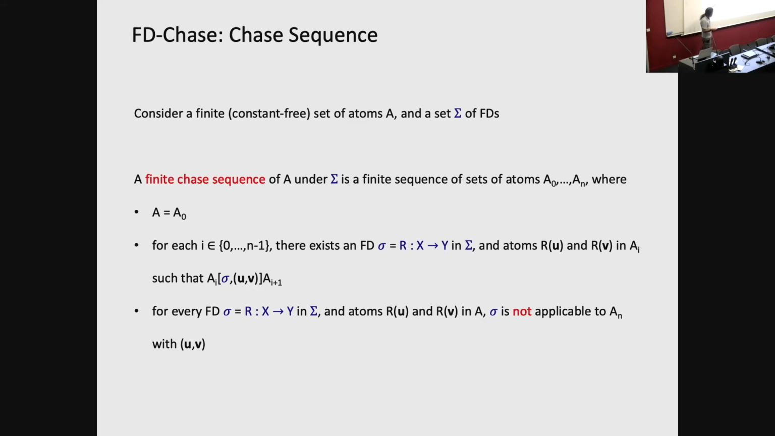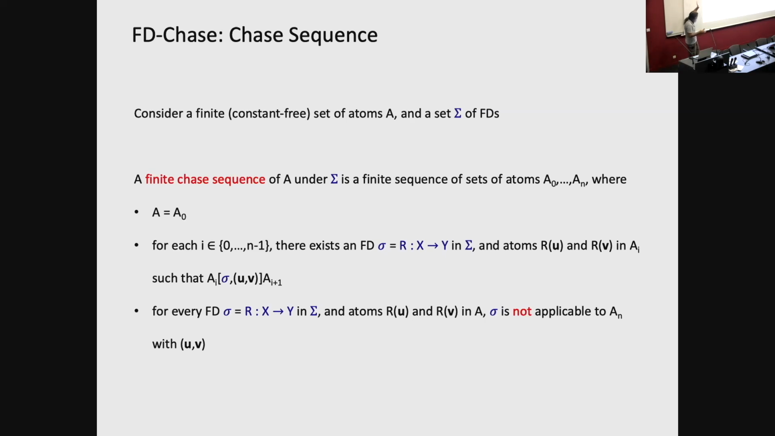So for every functional dependency in there, and for every two atoms RU and RV, sigma is not applicable to AN with this witness UV. So in other words, there is nothing to do. So AN essentially satisfies sigma, and we are done. So this is the notion of chase sequence.